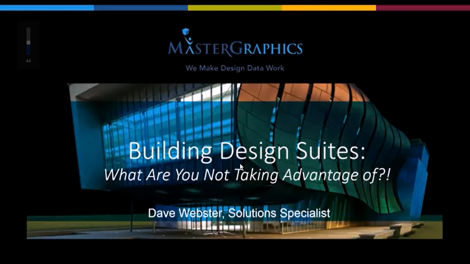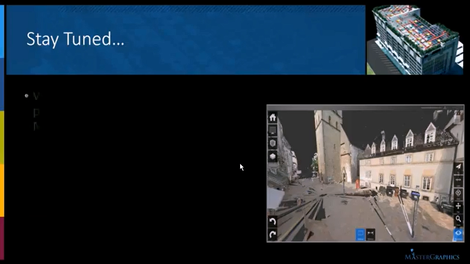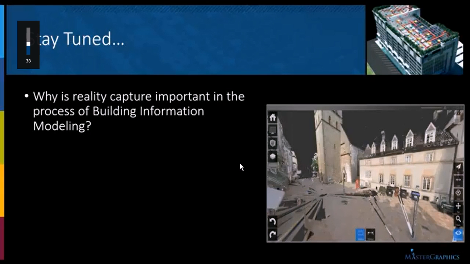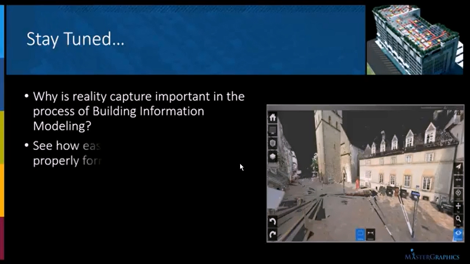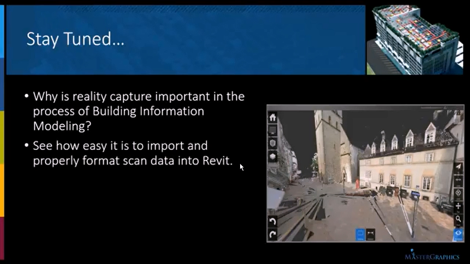The first thing we're going to be talking about is reality capture and point clouds, cloud scanning, how reality capture is becoming more and more important in the process of building information modeling. Definitely want to shed some light on how easy it is to import it. A lot of people are very fearful of bringing in point clouds and the size of the point clouds and the sheer thousands and thousands of points you've got to fish through. We'll shed some light on that.